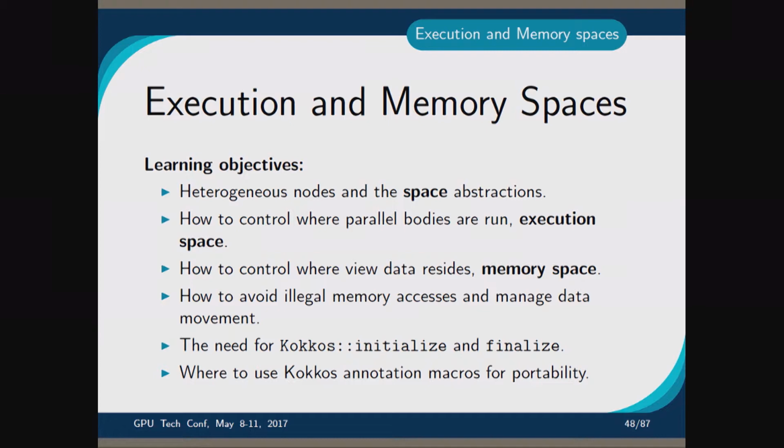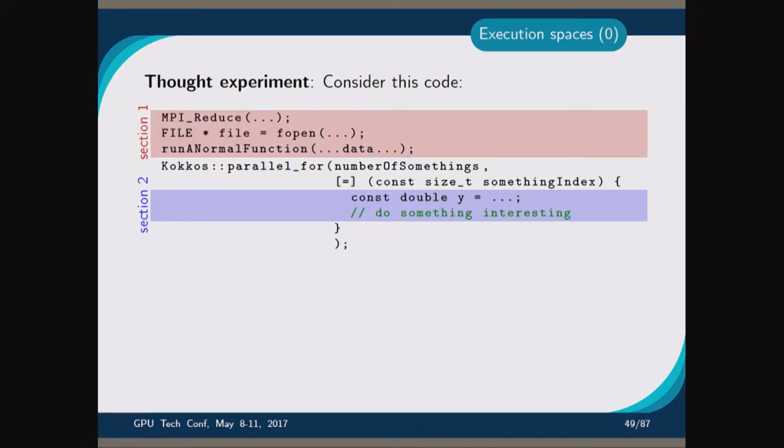How to avoid illegal memory accesses. Basically, how do you avoid a core of some flavor touching memory of some flavor that it doesn't have permission to touch, or doesn't even have a wire to touch, doesn't have a direct route? How do you control and manage that? And a little more detail on Kokkos finalize. And then what we have to do for annotating things to make them run in parallel.